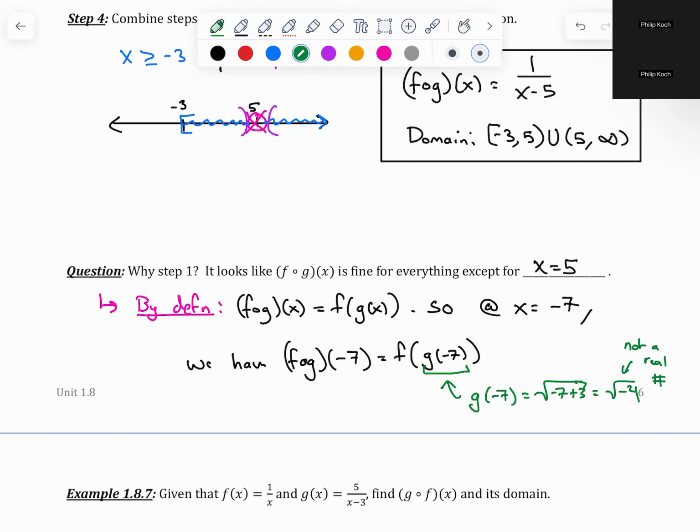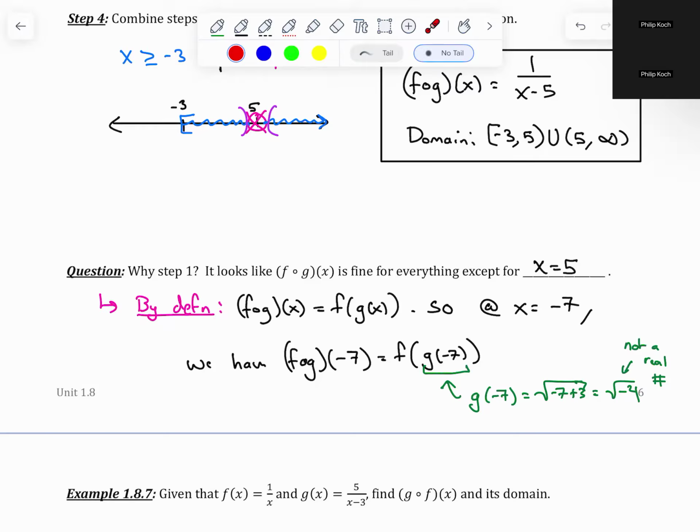So based on the definition, you have to be able to plug it into g in order to put it into the whole composition. But if you try and plug in a negative number that's less than -3, so -7 was my choice, I could have just as easily chosen -4 or -5 or -10 or -2 billion, but I decided on -7. So in order for the composition function to be able to compute that value, it needs to be able to compute g of -7 in the first place, but you can't. It gives us not a real number. That's why step 1 is there.